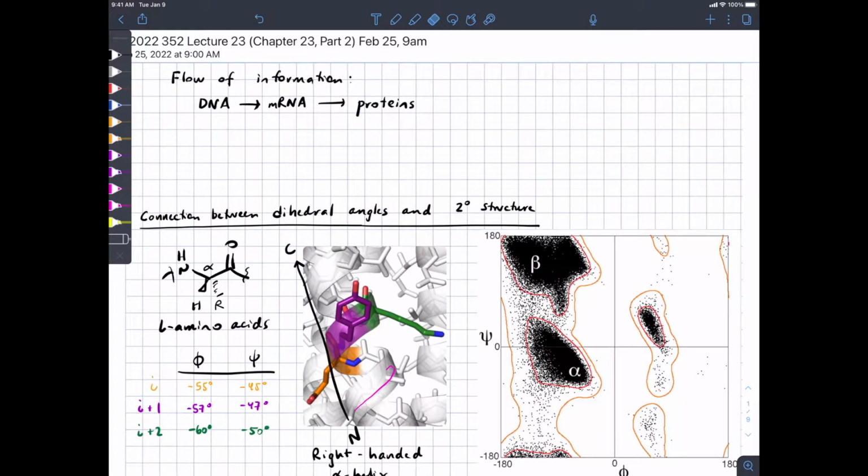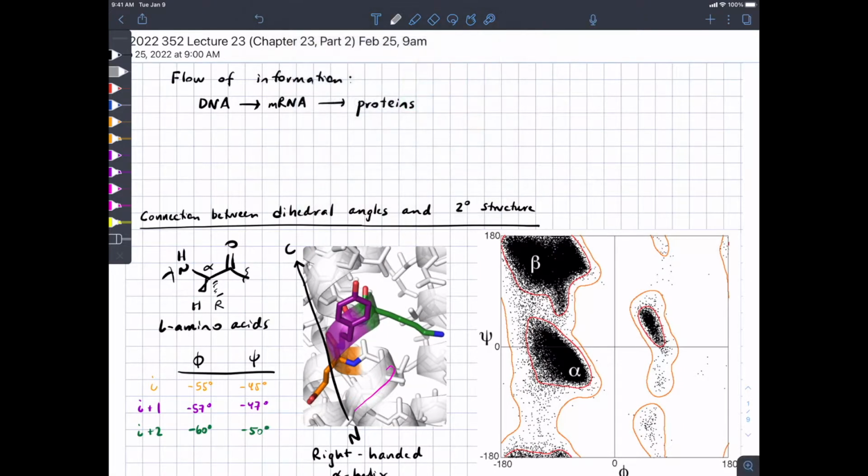Hey, and welcome back. To put in context what we've been talking about in terms of peptide structure and dihedral angles, all of this is connected to the central dogma of molecular biology, which is that information in biology flows from DNA to RNA and then to proteins through sequence.